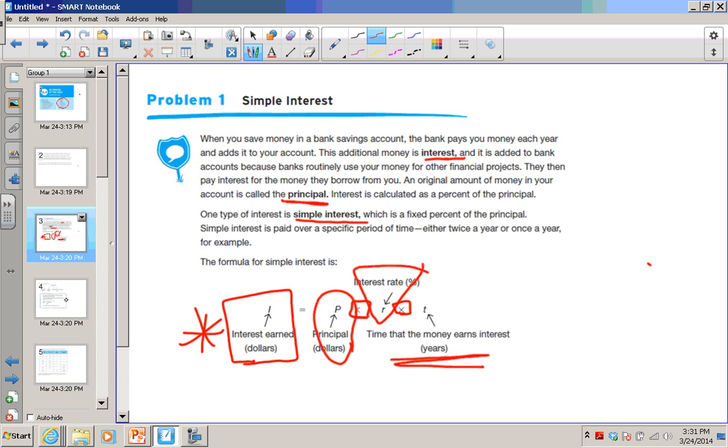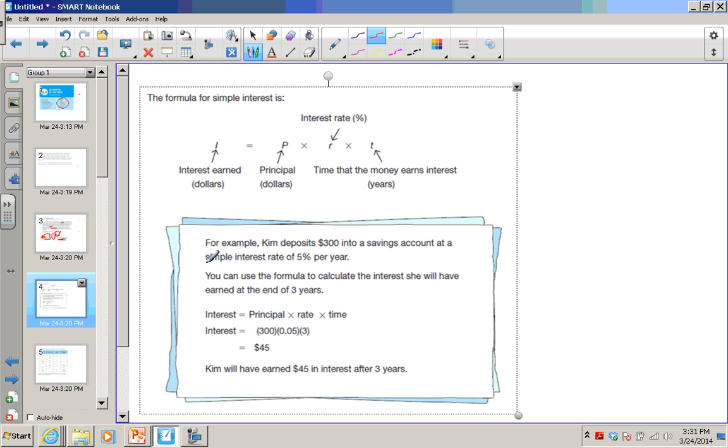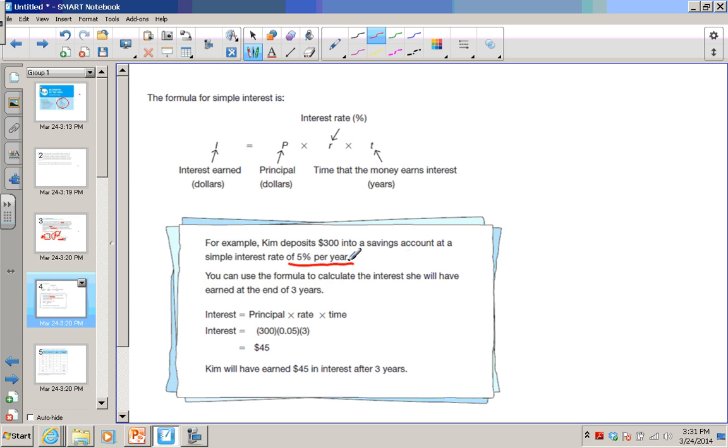So let's go ahead and look at an example. Kim deposits $300 into a savings account at a simple interest rate of 5% per year. So that 5% is a number that your bank and you will come up with together, or that your bank is going to offer you. It's not always 5%. This is just an example of what it could be. So you can use the formula to calculate the interest she will have earned at the end of 3 years.